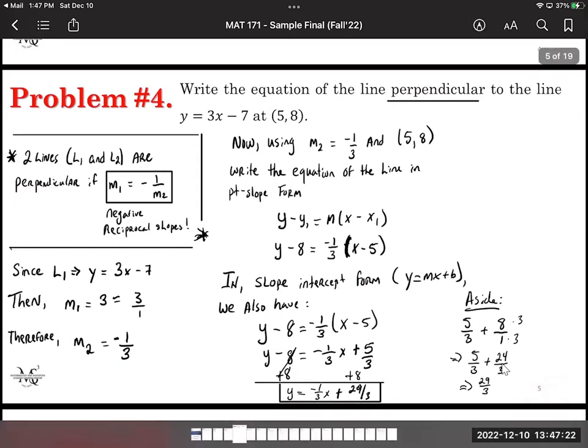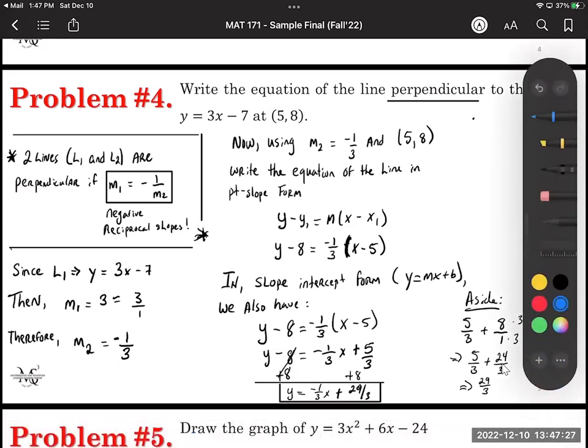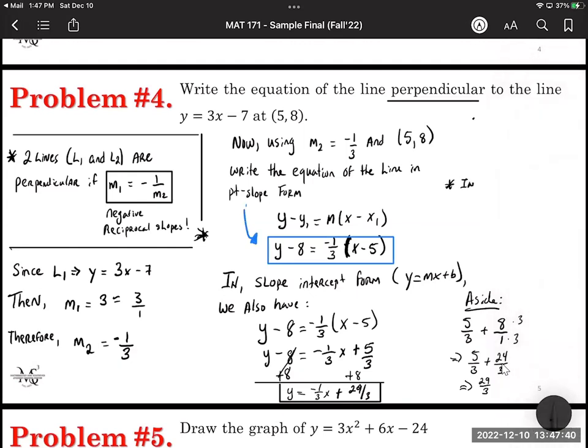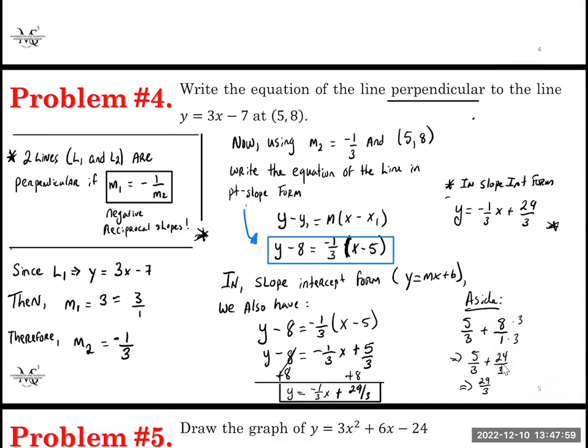Right, so just writing it out here so it's a little larger. In point-slope form, we got y minus 8 equals negative 1/3 of x minus 5. But in slope-intercept form, it's y equals negative 1/3 x plus 29 over 3. Any questions on problem 4?